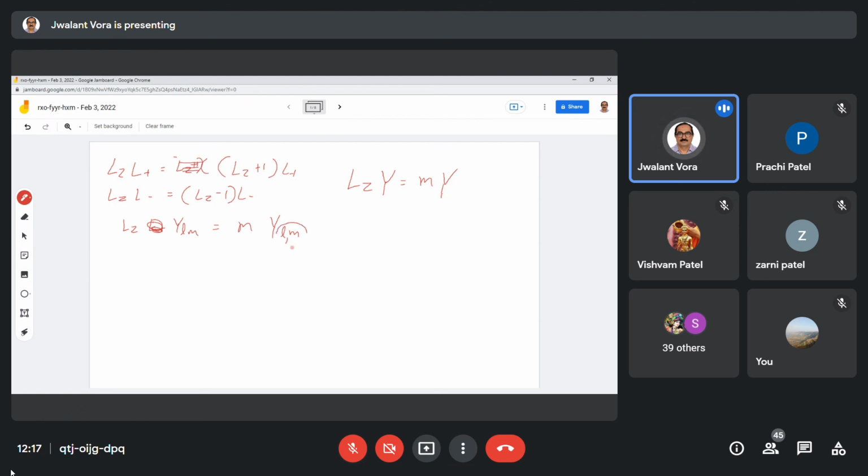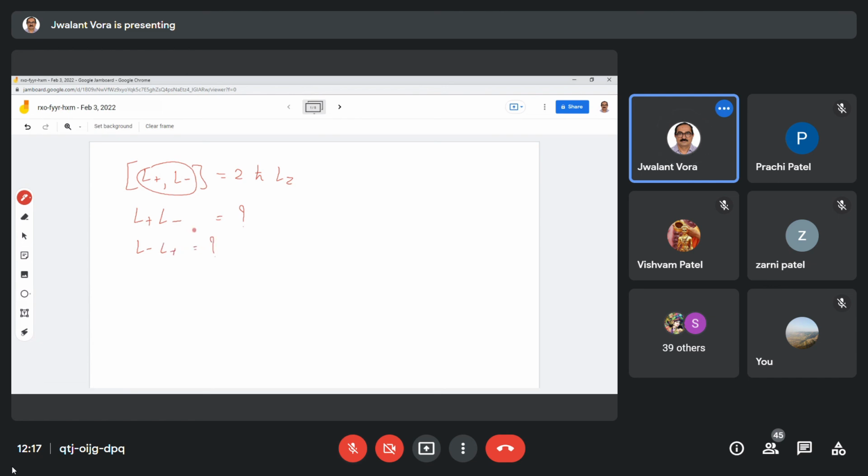Y depends on l and m, where m is the magnetic quantum number. So Lz L plus gives m plus 1 into L plus Y depends on l m, one step up, and L minus gives m minus 1. Then its commutator relationship: commutator L plus L minus is equal to twice ħ Lz. You may be asked to find the value of L plus L minus or L minus L plus. We saw all this in different ways in the examples.